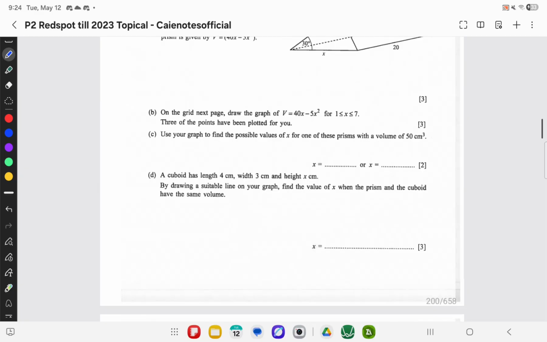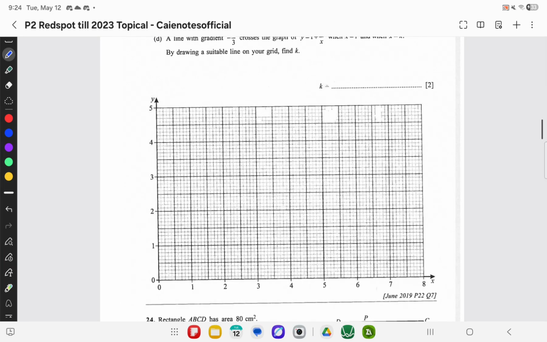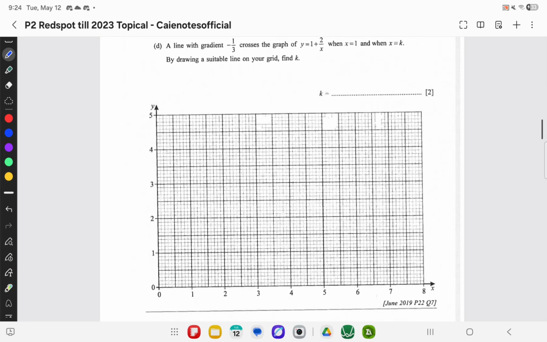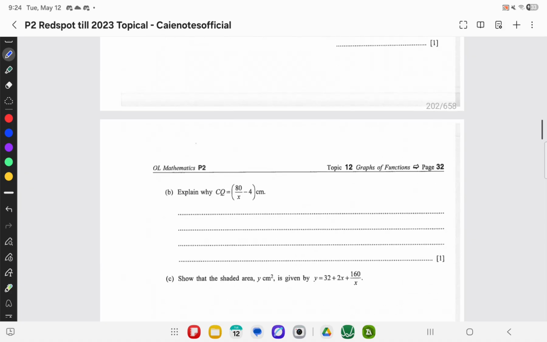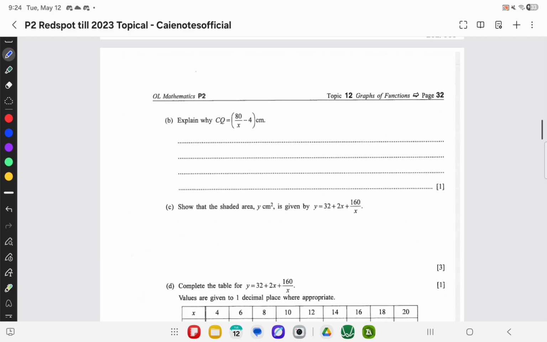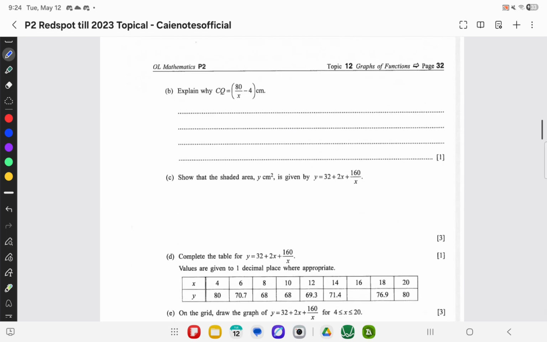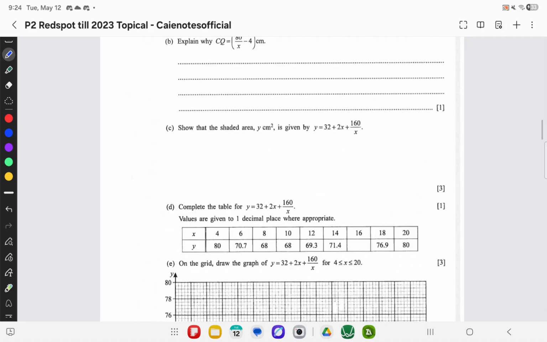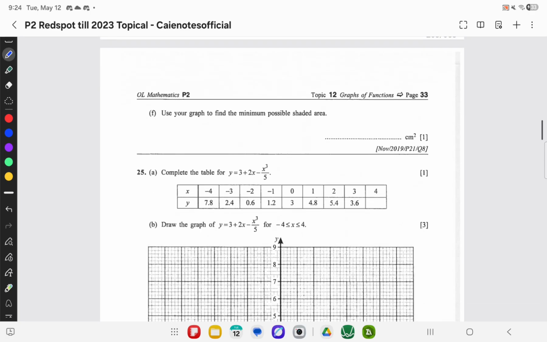Okay, there's some mensuration, geometry going on, mixed. Do not be scared when they mix theory. For CP, explain what? Dude, this isn't a physics paper. CQ is equal to this, because we do this, we do that, boom. The shaded area is given by this equation. Dude, how many marks? Wow.